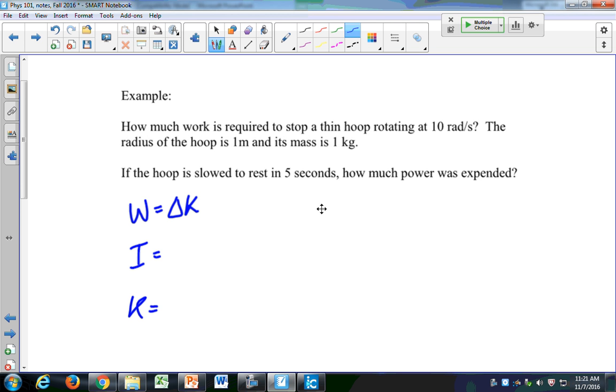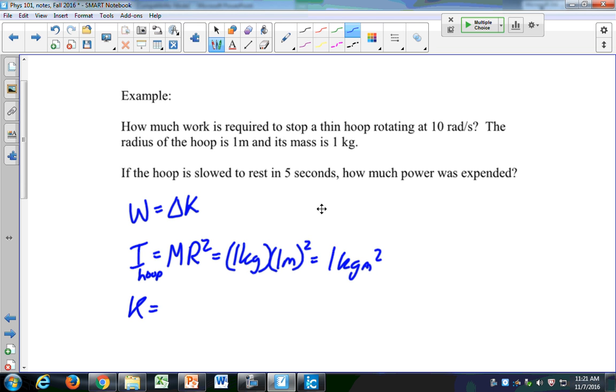What is I for a hoop? We did this before. It's mr squared, right? You can look on that table that you'll have on your equation sheet. It's in this chapter, but also on the equation sheet. The moment of inertia for a hoop is mr squared. That's going to be 1 kilogram times 1 meter squared. So it's just 1 kilogram meter squared.